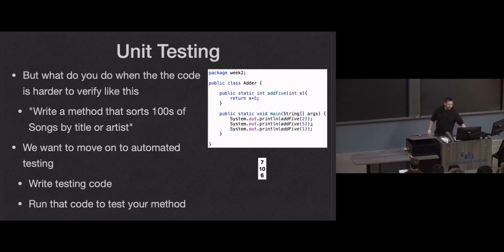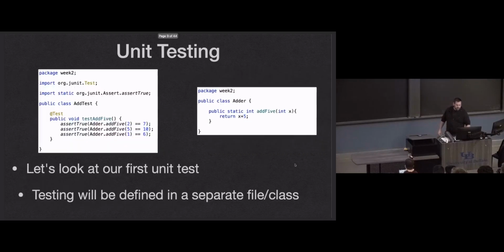So this is fine for very simple methods. We can get away with it here. But once our code gets more complex, we need to automate this, or else we're going to drive ourselves nuts and do nothing but testing for the rest of our careers. We don't want to do that. So we're going to unit test this thing. Let's see our first unit test suite.